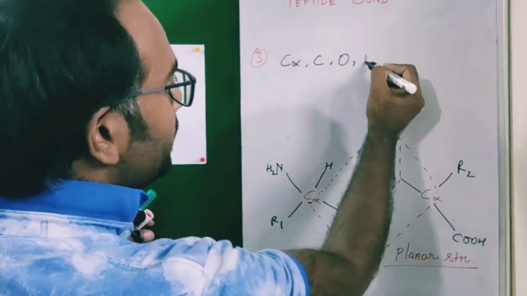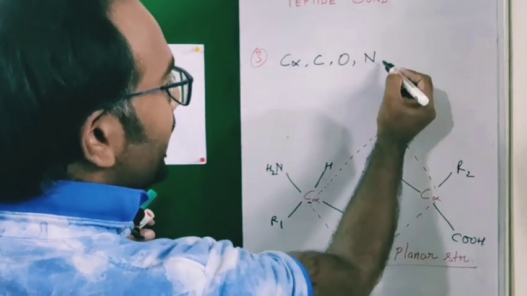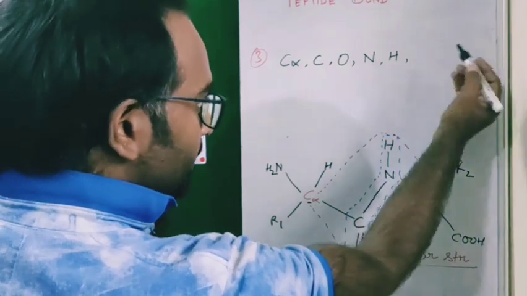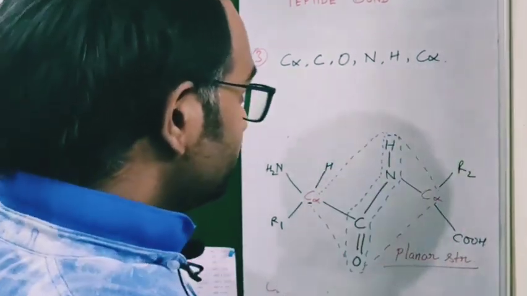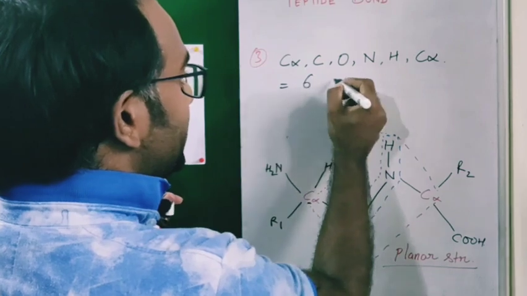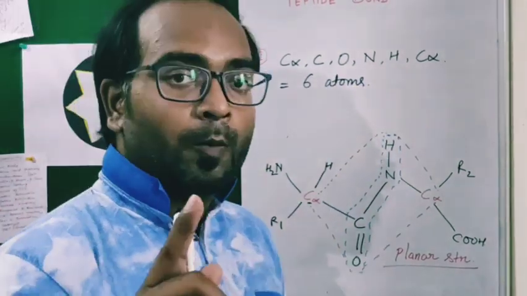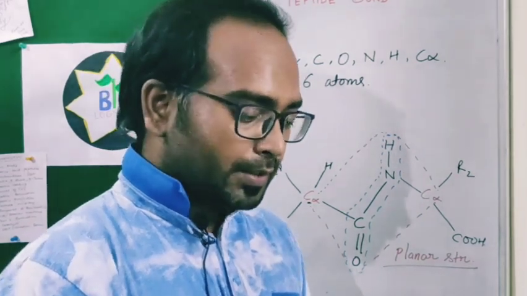Fourth is nitrogen. Fifth is hydrogen, and sixth is the alpha carbon of the second amino acid. So there are 6 atoms. 6 atoms are present in one peptide group formation, right?